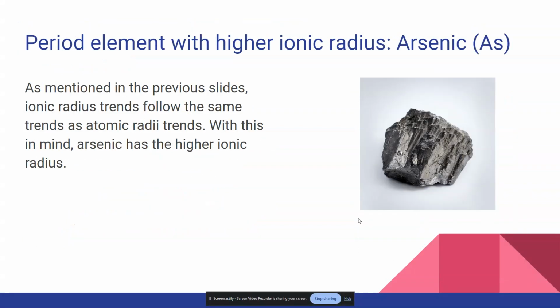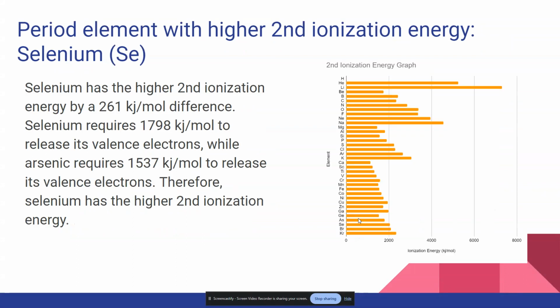I identified the period element with the higher ionic radius to be arsenic. As mentioned in the previous slides, ionic radius trends follow the same trends as atomic radius trends. With this in mind, arsenic has the higher ionic radius in this case, due to the similarities in trends.